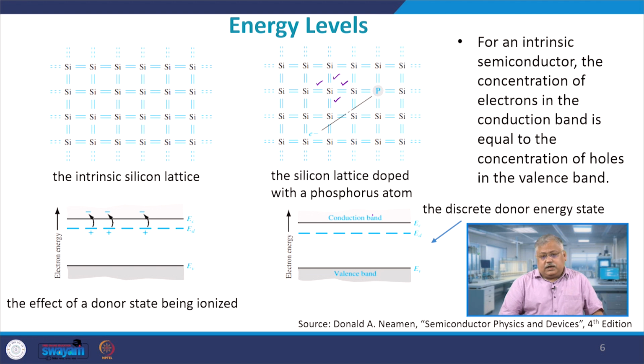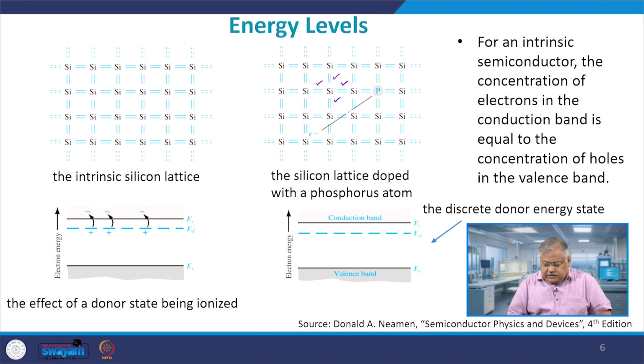Now, how does it influence our energy band diagram? You all are aware that an energy band diagram will have a conduction band, a valence band, and an intrinsic Fermi level. Now, you might also know that a Fermi level is a place where the probability of finding an electron at 0 Kelvin is half, which is somewhere in the middle.